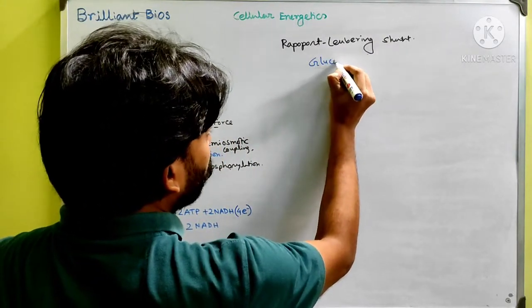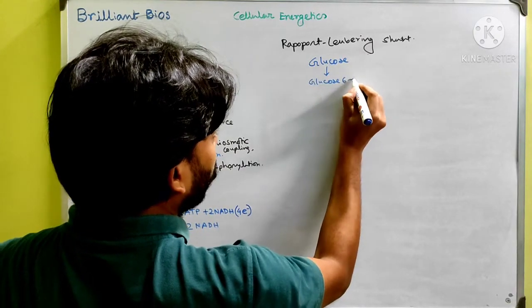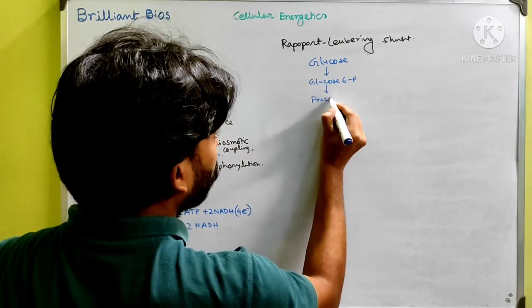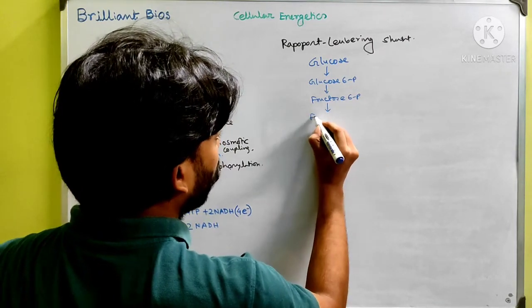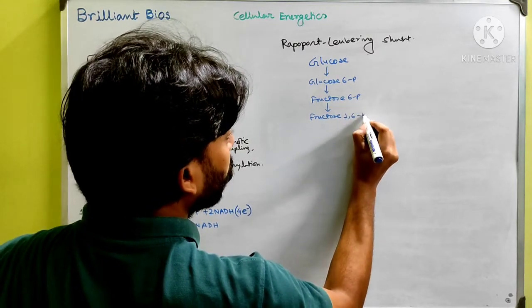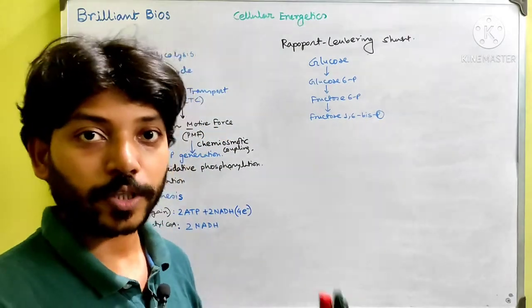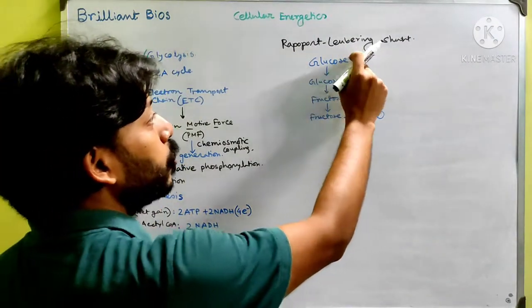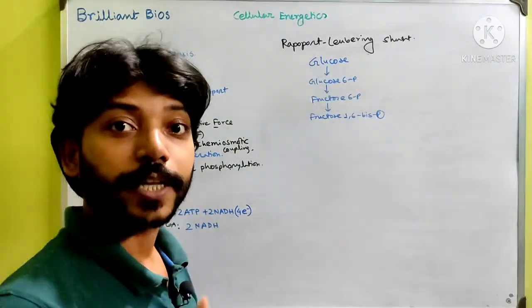Glycolysis starts with glucose, then the glucose is converted into glucose 6-phosphate, then glucose 6-phosphate is converted into fructose 6-phosphate, then the fructose 6-phosphate is converted into fructose 1,6-bisphosphate. I am not showing the reversible or irreversible steps, nor will I write the names of the enzymes. I will show where the Rapoport-Leubering shunt is related to glycolysis.